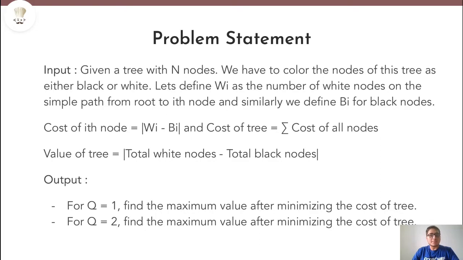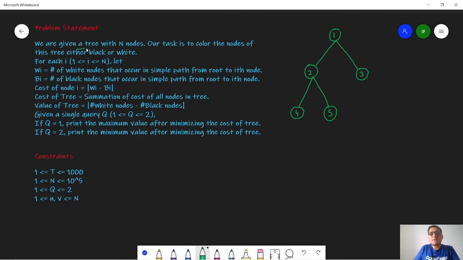With this, let's begin. In this question, we are given a tree with n nodes. So let us take this example tree to understand the problem. Now it is given that the node with index 1 is the root of the tree. And our task in this question is to assign color to each node. The color can be either black or white. So given n nodes, we need to assign either black color or white color to all the nodes.